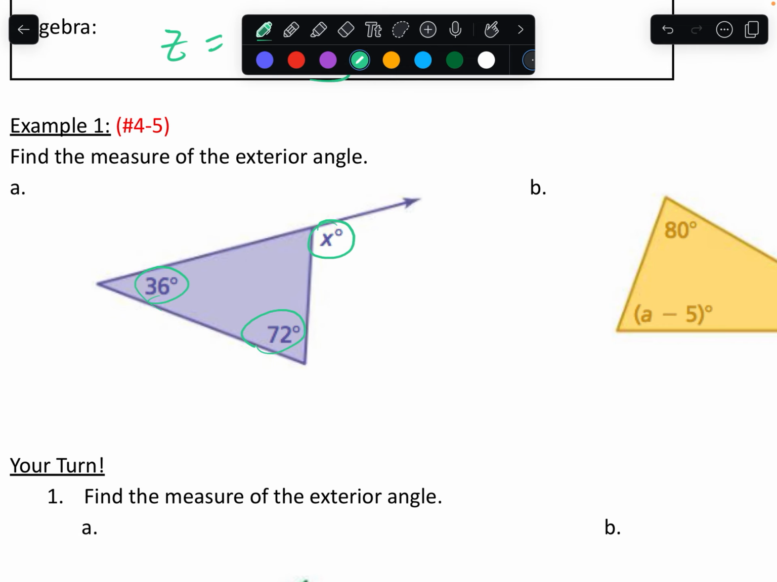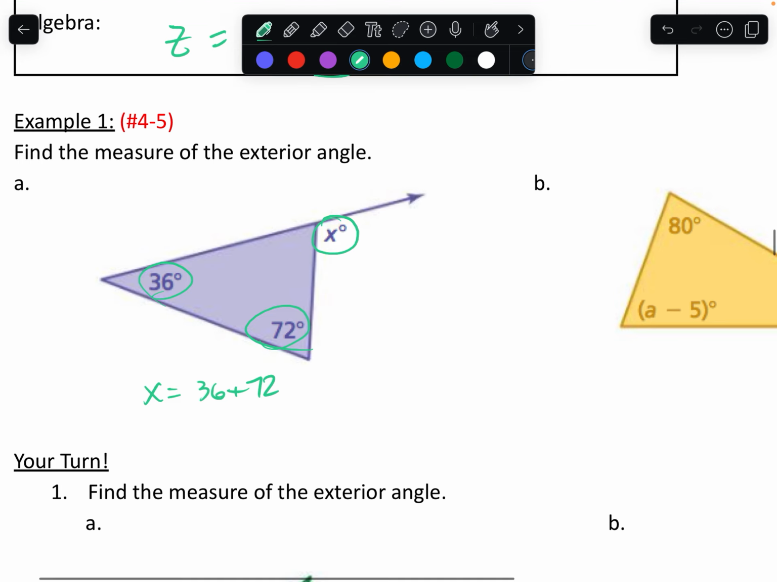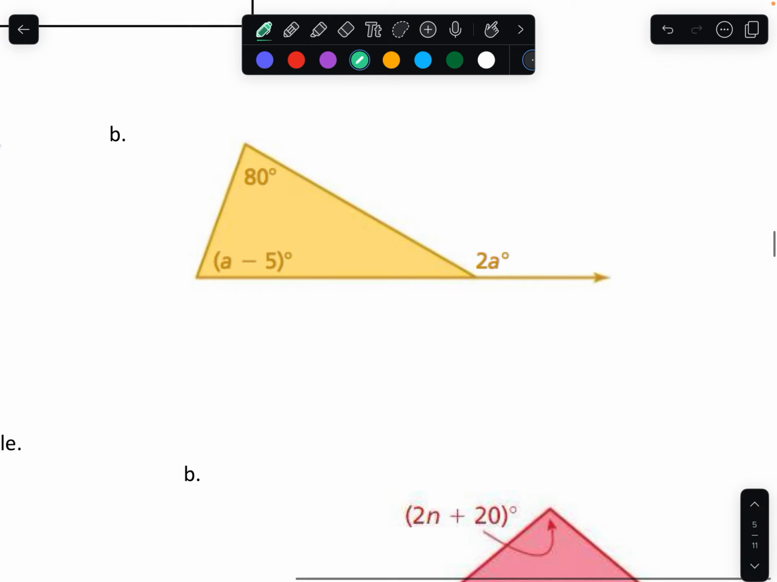Okay, so now let's solve. You have 2a. Let's combine my like terms. Negative 5 and 80 is 75. Now let's solve for a. What do I have to do to both sides to get a all by itself? To get a all by itself, let's move it. Minus a, I get a is equal to 75.